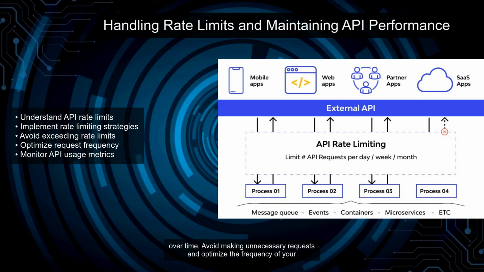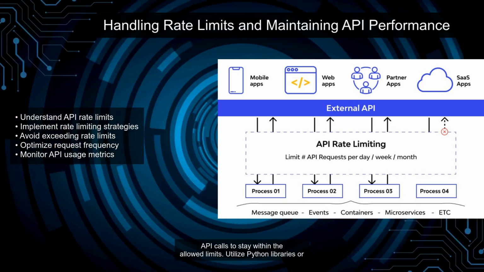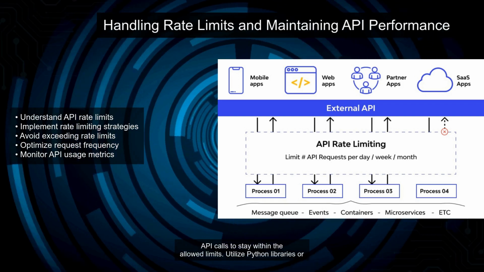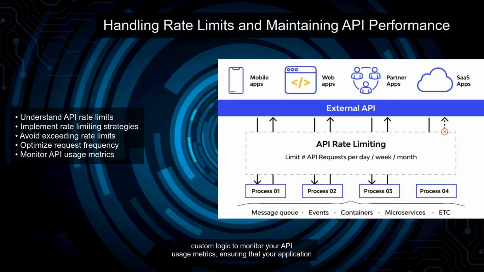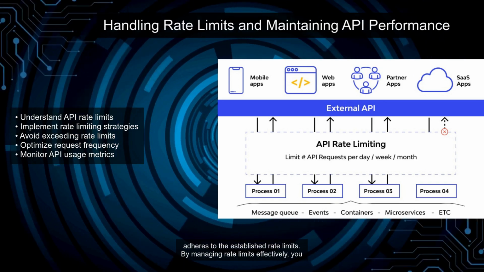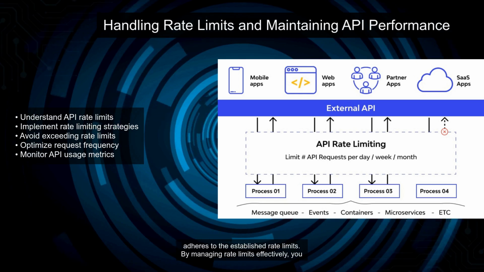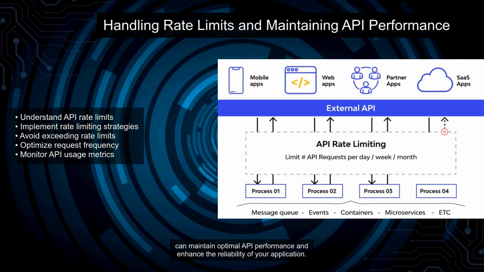Avoid making unnecessary requests and optimize the frequency of your API calls to stay within the allowed limits. Utilize Python libraries or custom logic to monitor your API usage metrics, ensuring that your application adheres to the established rate limits. By managing rate limits effectively, you can maintain optimal API performance and enhance the reliability of your application.